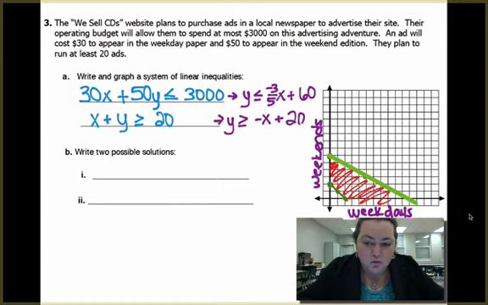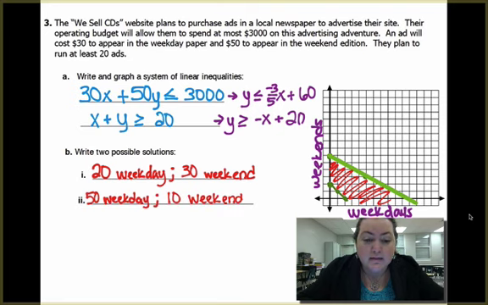I'm going to pick any 2 points in that overlapping section, in that red area. So 20 weekdays and 30 weekends would work. Remember, I'm counting by tens. And then 50 weekdays and 10 weekends would work.